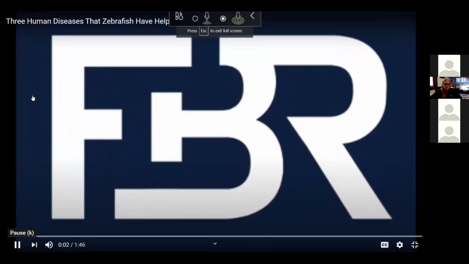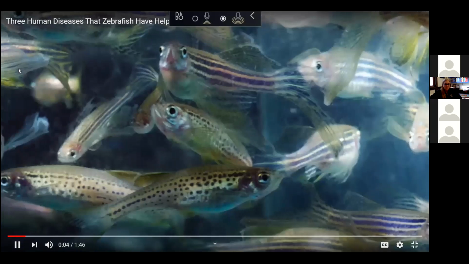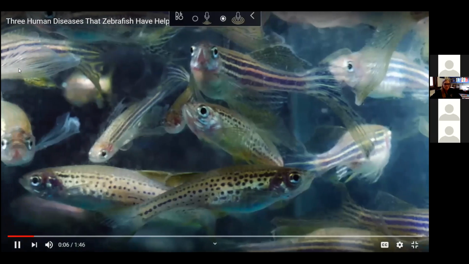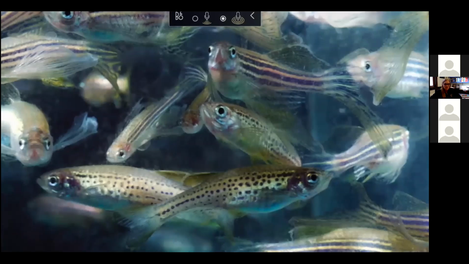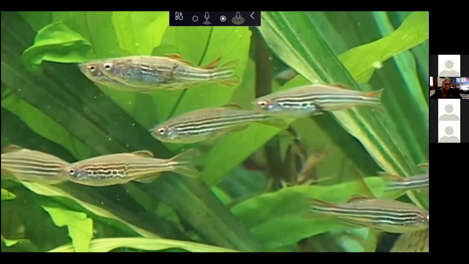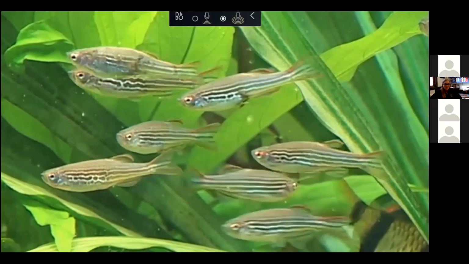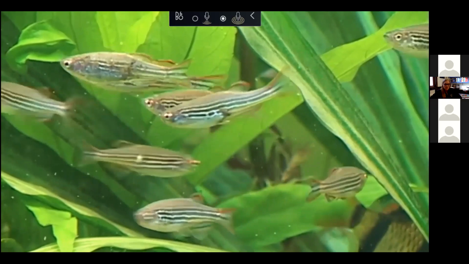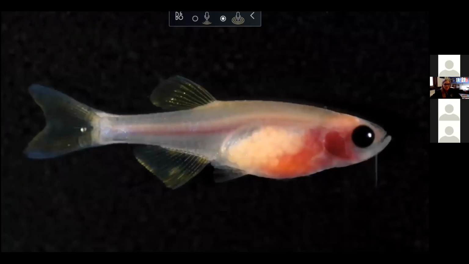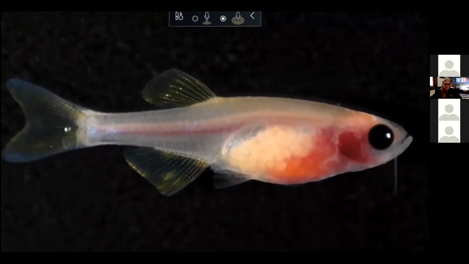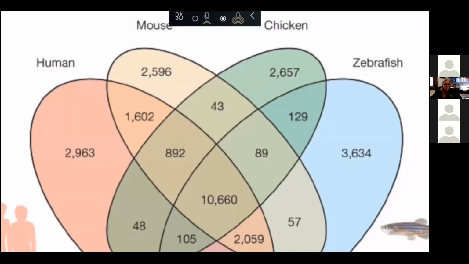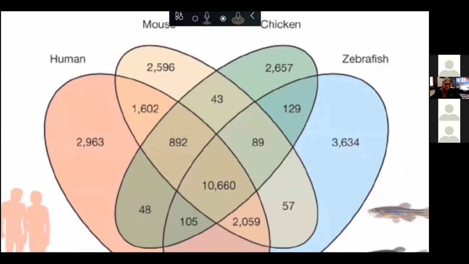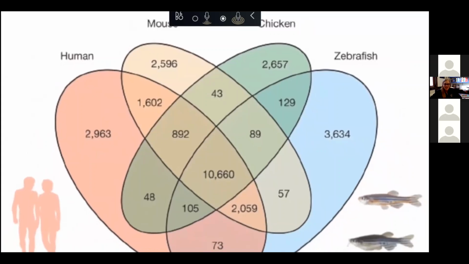FBR, we want to share with you 3 diseases that the zebrafish has helped researchers study and find treatments for. The zebrafish is a tropical fish native to Southeast Asia that is widely and commonly used in biomedical research for multiple reasons, such as their low cost, their transparent design, which allows for easy observation during testing, and its genetic structure that shares 70% of the same genes as humans.